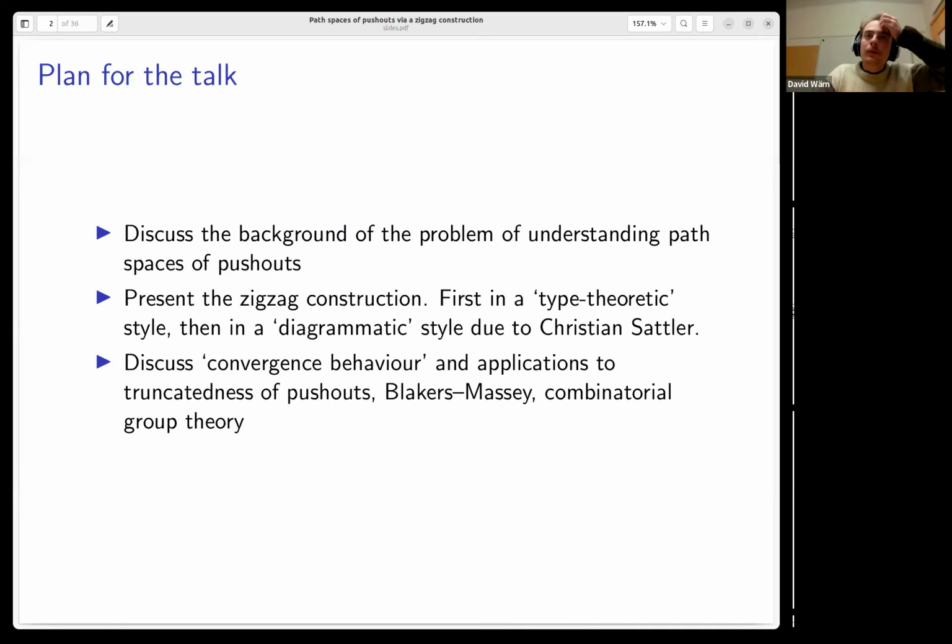Just to give a brief overview of what I'm going to cover in this talk. I'm first going to give some background to the problem of understanding pushouts and their path spaces. Then I will present the zigzag construction, which solves this problem. I'll present it in two different styles. And then I will discuss some applications of this construction by analyzing what I call the convergence behavior of the construction. So we will see some results about when pushouts are truncated, about the Massey theorem, and about combinatorial group theory.